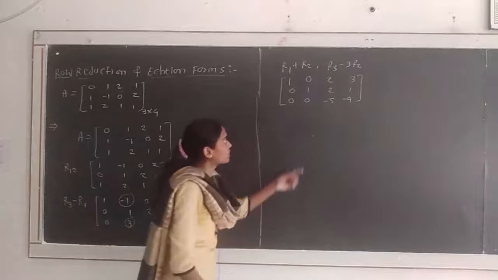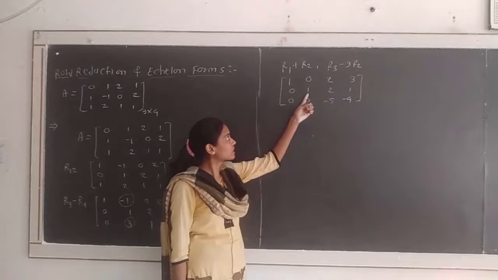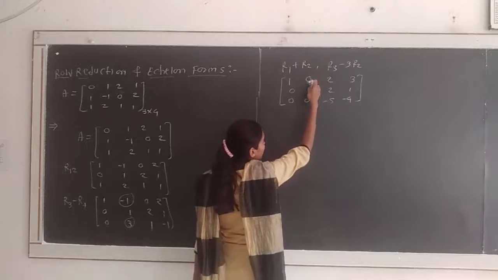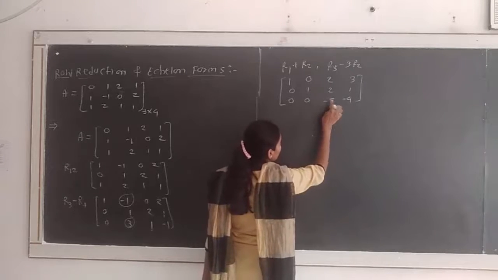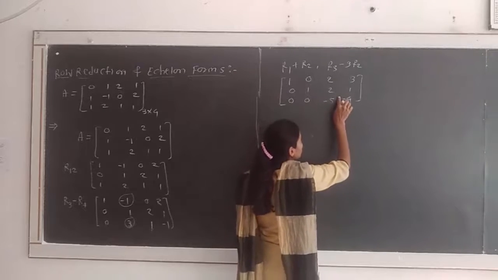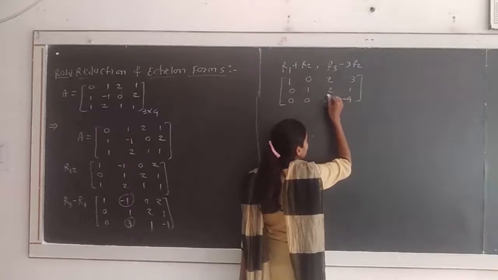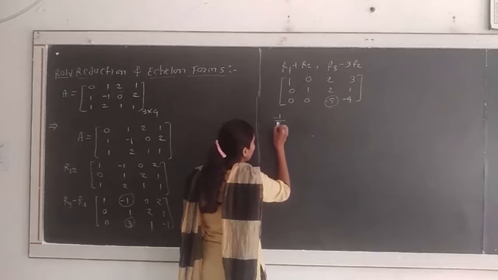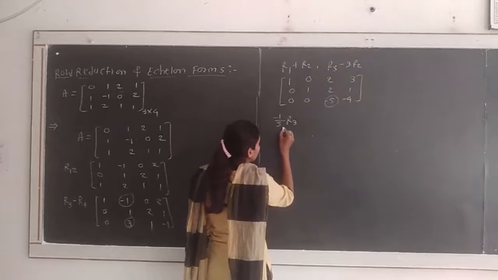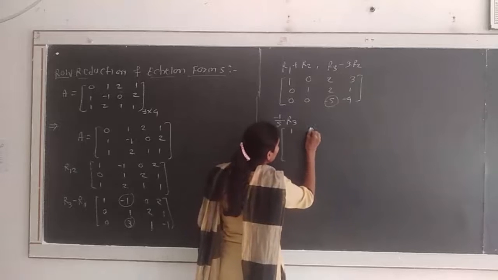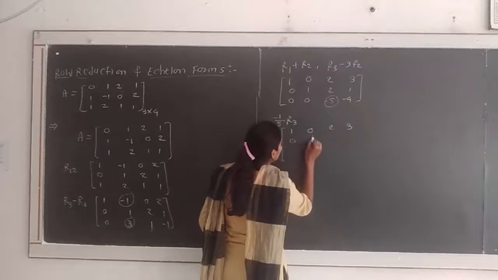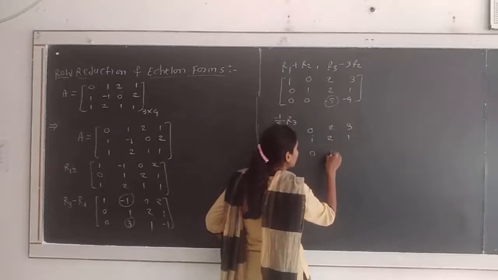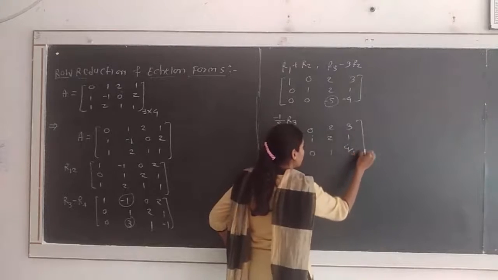Okay, the second row has the leading entry, and using it we made the entries below and above it 0. Then the third row is again a non-zero row, so its leading entry is minus 5. We have to make this minus 5 a 1, so we apply the operation minus 1 by 5 R3. Then the matrix is: first row as it is, 1 0 2 3, then 0 1 2 1, then 0 0, and by dividing by minus 5 we get 1, and here we get 4 divided by 5.